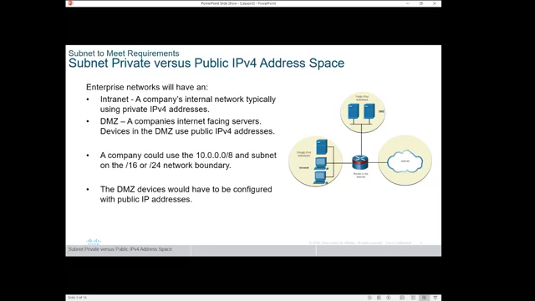The DMZ devices would have to be configured with public IP addresses because all the core devices within the DMZ, or the demilitarized zone, that's what DMZ stands for, usually face the internet. Okay, so remember, private addresses are not routable. Public addresses are routable. So anything that does not fall into the private IP address range is considered a public IPv4 address, especially with IPv4. Okay?